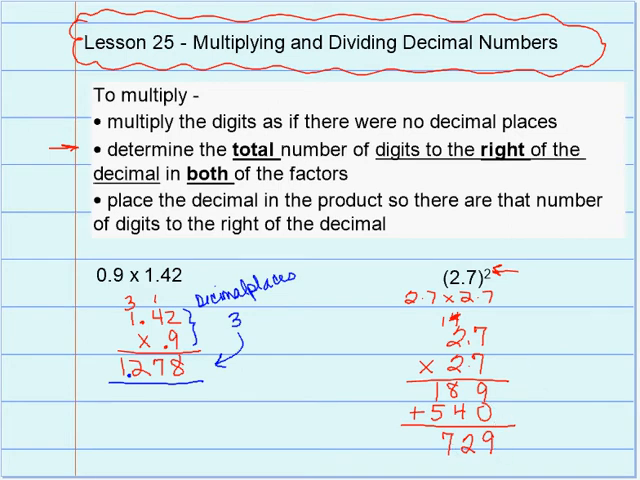However, I need to count up my decimal places. So there are 1, 2 decimals. So I need to put that down here. 1, 2. 7 and 29 hundredths.